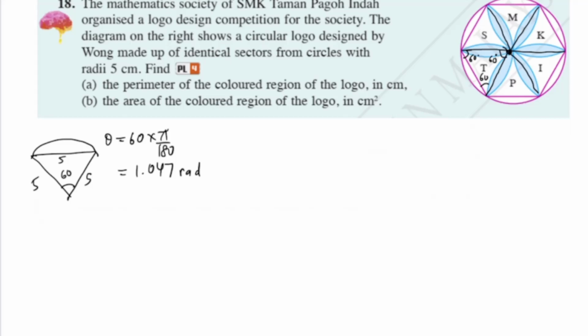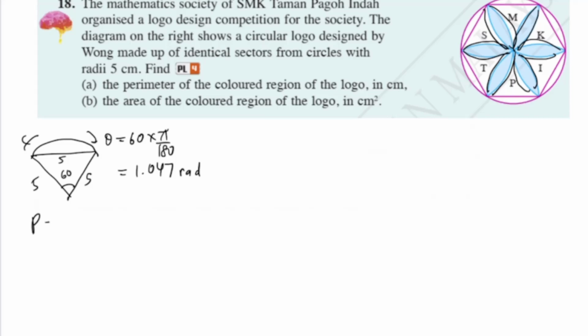So let's just rub this off and count how many you have. I'm going to use a black pen. So I have 1, 2, 3, 4, 5, 6, 7, 8, 9, 10, 11, 12. You have 12 of them, right? So basically you just find the length of arc of 1 and then you times 12. So your perimeter is S equals r theta, 1.047, then you times 12, you should get 62.84.